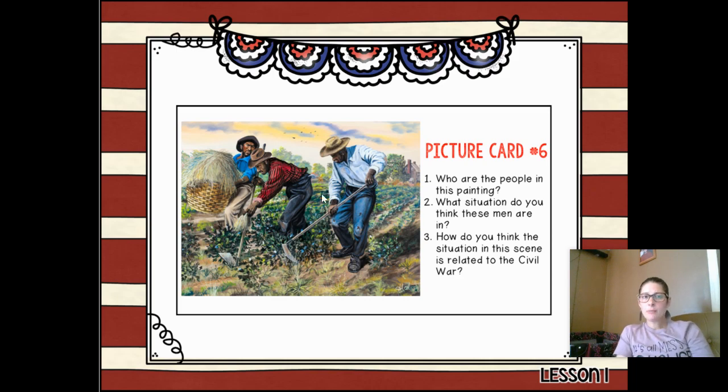All right. So who would these people be in this painting? They would be slaves. Okay. They are in a slavery situation. They are working the fields.